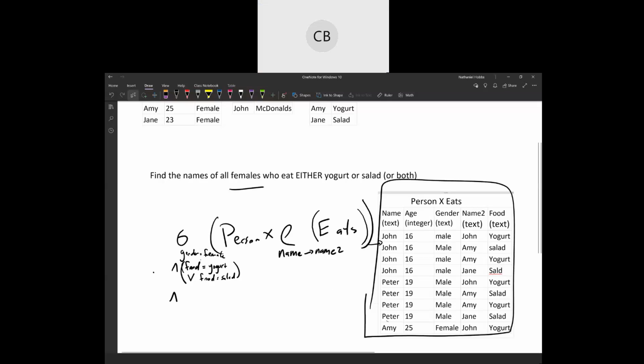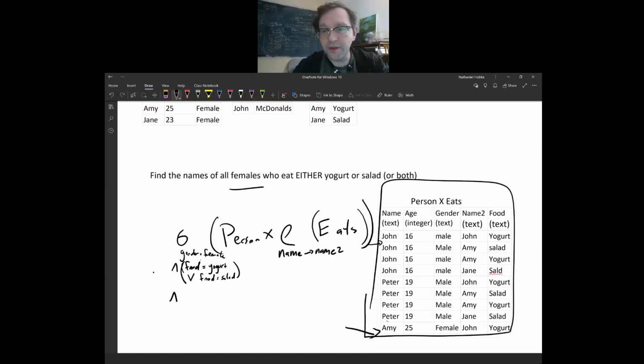How about this entry here? Is this gender female? Oh yeah. Does food equal either yogurt or salad? Oh yeah, but then if the names are not equal to each other, we have to delete that. Good. All right. So that's it for the select.